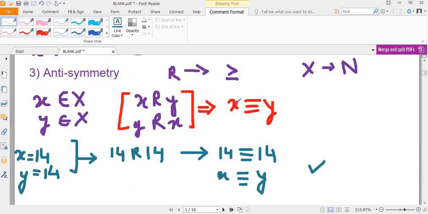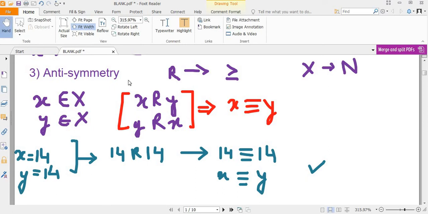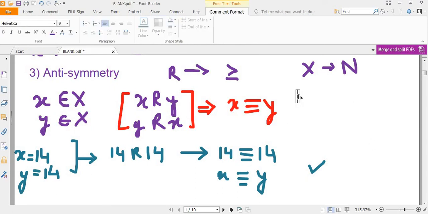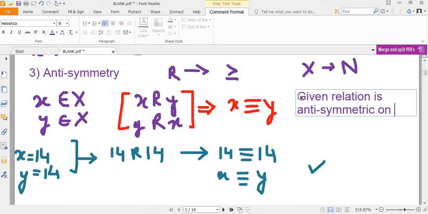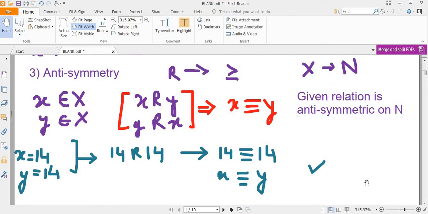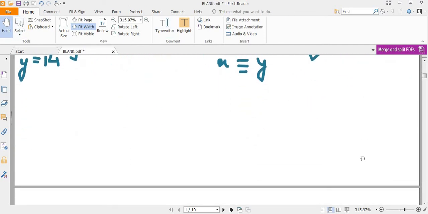So I can say that x is identically equal to y, which means this holds. So the conclusion is that if these two relationships hold, then I can say for sure that x is identically equal to y. And in that case, I say that the relationship shows the property of anti-symmetry. So essentially this says that the given relation is anti-symmetric on N. So it's anti-symmetric on the set of natural numbers.